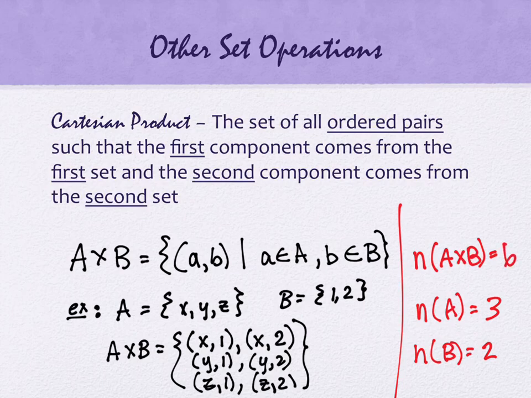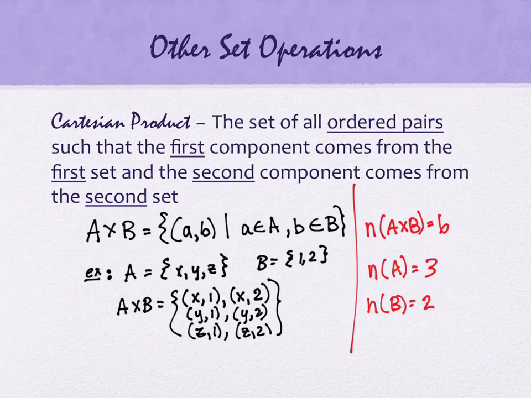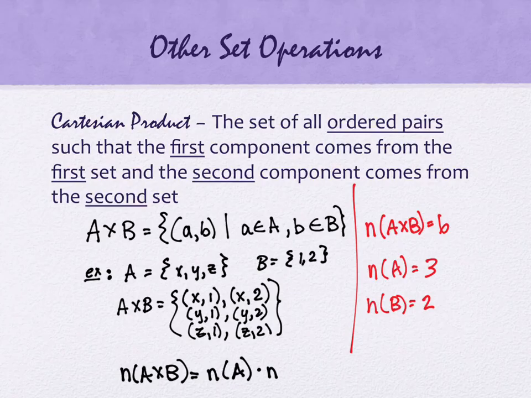What would you conjecture is the relationship between these numbers? They're multiplied, right? The number of items in set A times the number of items in set B is the number of items in the Cartesian product. Right? 2 times 3 is 6. That is the relationship that's showing up here. I'm going to write this down as our last thing. It is a true fact that the number of items in the Cartesian product is the number of items in each individual set multiplied.